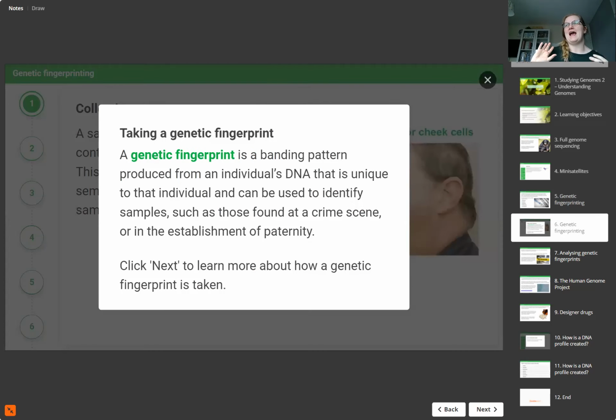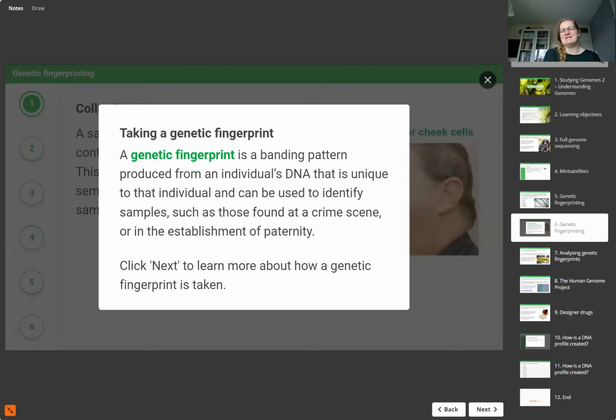So this is now looking at how we take this genetic fingerprint. So it's a banding pattern that's produced from an individual's DNA that is unique to that individual. So you'll see them, and I'll get you some images in a bit where it shows them, and they look like bandings on a picture. And it is all just to do with those variable number tandem repeats and how many times they're repeated. It can be used to identify samples such as those found at a crime scene or in the establishment of paternity.